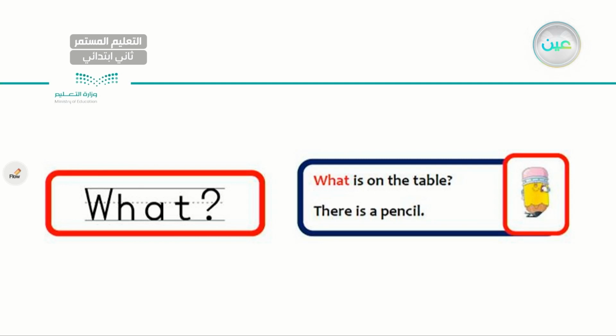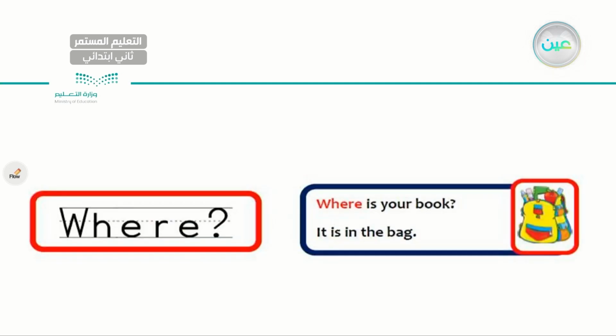Then I have what. What is on the table? There is a pencil. I use what whenever I want to know about something or about an action. What are you doing? What is that? What are these? Okay? The answer would be an action or something. There is a pencil.